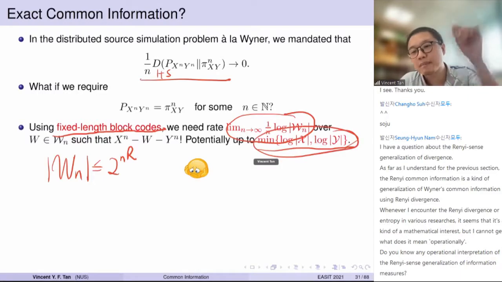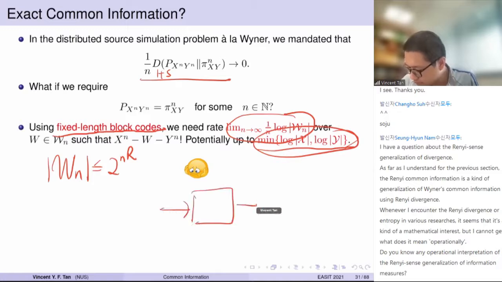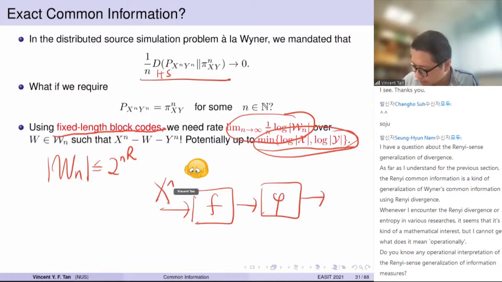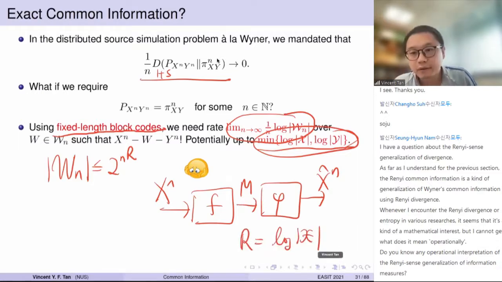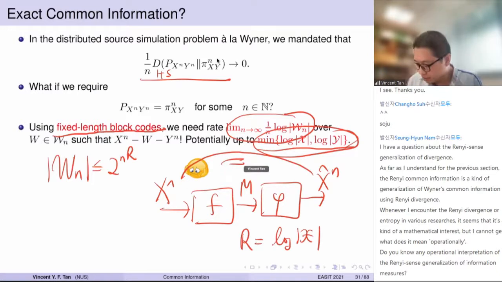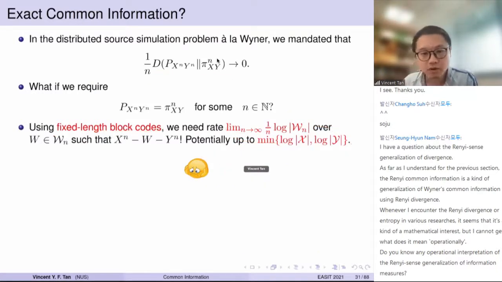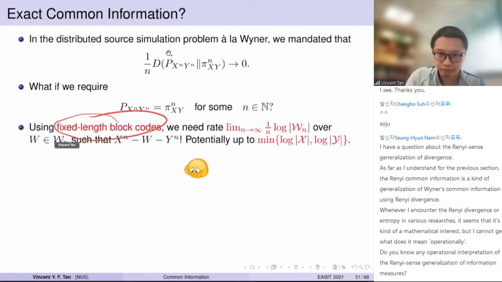It's just like if you demand, in the source coding problem, where you have this compressor and this decompressor, that you want X^n to be equal to X hat^n exactly. Then how much rate do you need? You need rate up to log cardinality of X, right? So that's very large. It's vacuous, if you want these two to be exactly equal. So we need to somehow change this notion of fixed length block codes.